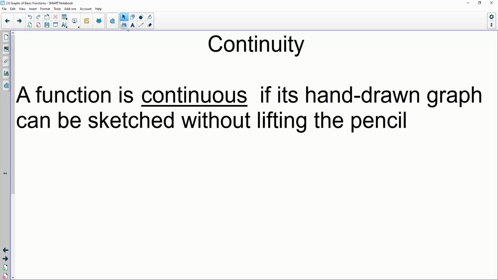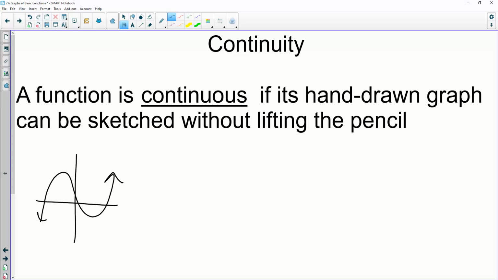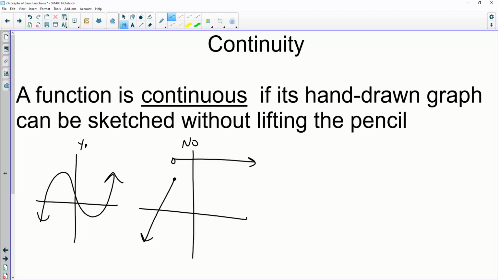So if I had something like this, that's continuous. I just drew that whole thing without picking up my pencil. If I have something like this, is that continuous? No, because I had to pick up my pencil to do that.